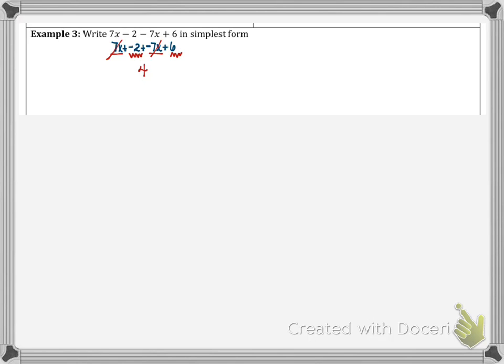So this original expression has how many terms? And the answer to the problem, 4, is only one term. So we went from a 4-term expression. There's 4 terms up here: 7x, negative 2, negative 7x, 6. We went from a 4-term expression to a 1-term expression in our answer.